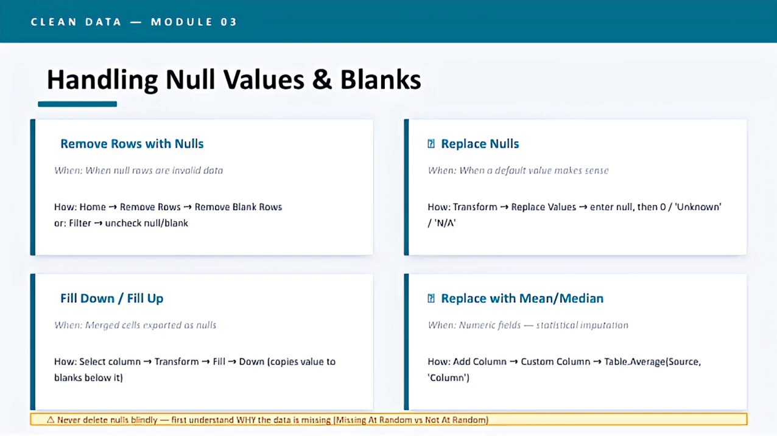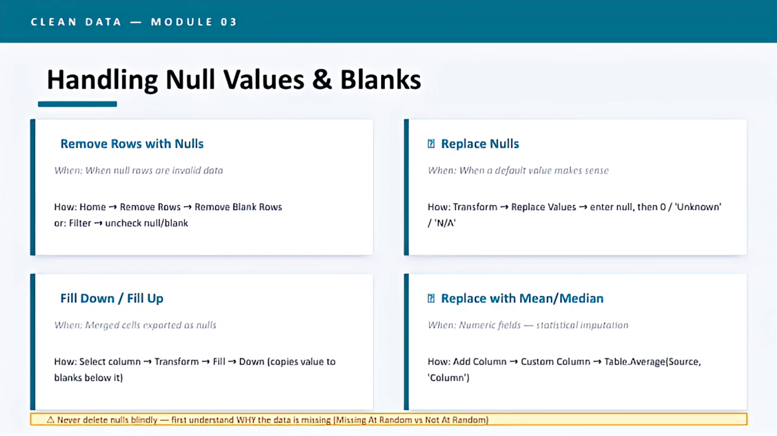Another simple method is selecting the column, then going to Transform, and using Fill Down, which copies the value from the cell above into the blank below. This works well when your data has merged cells exported as nulls. If you prefer, you can also use Fill Up, which does the opposite, fills blanks by copying values from below.